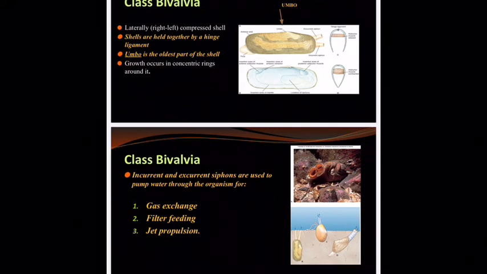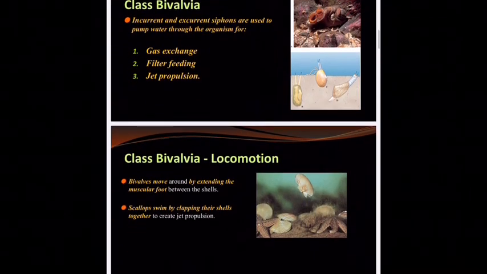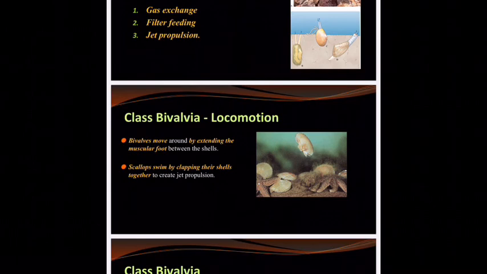An example of a quiz question might be, what are the incurrent and excurrent siphons used to do? And so it's pumping water through the organism first for them to breathe. So they're having some type of gas exchange. It's an animal, so they're doing cellular respiration. They also use that water to pump through to feed. And if they have to escape from a predator, it can be used as a type of jet propulsion where they can shoot water out the excurrent to make themselves move. All right, now also bivalves can move by extending their muscular foot between their shells, and scallops can swim by clapping their shells together.